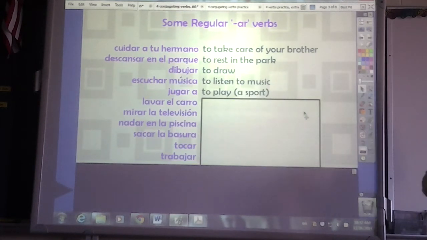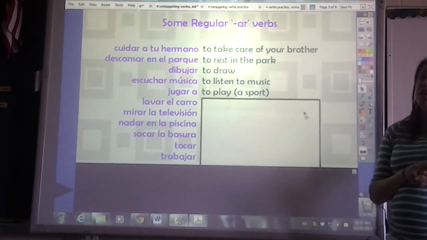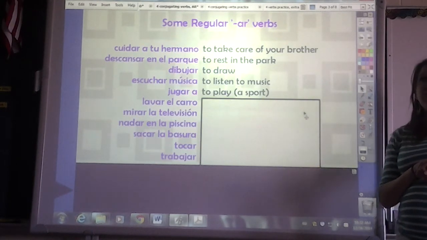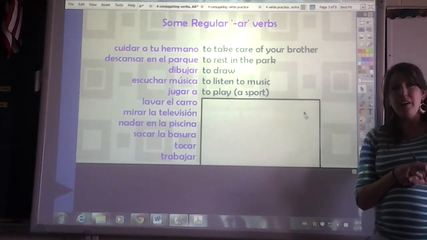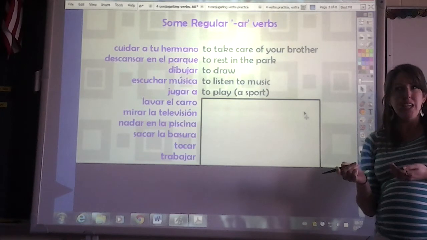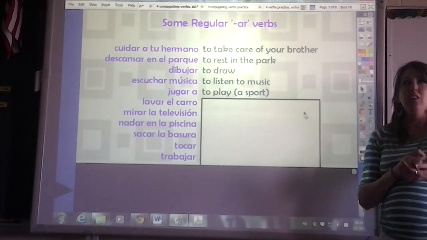The next one, jugar a, is to play a sport. We need to follow it with the a. So if we were playing tennis, it would be jugar a el tenis. But who can tell me what happens with a and el?